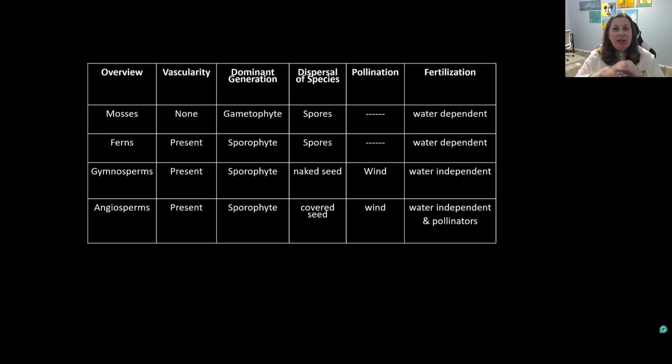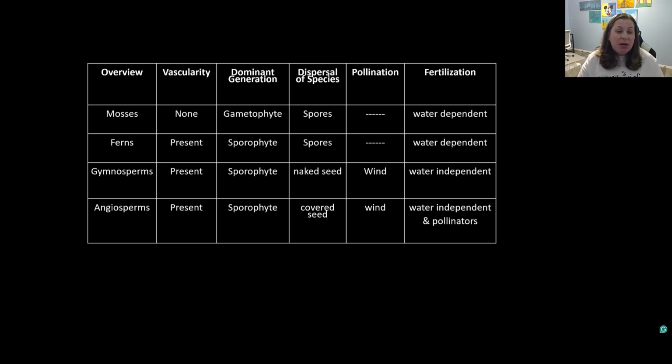Okay, so taking information, putting it all into one chart, let's look at the ferns. Do they have vascular tissue? Yes, they do. What's their dominant generation? Their dominant generation is the sporophyte generation. How do they disperse their species? Still by spores. This is why they're known as the vascular seedless plants. This means they still have no pollination because they don't make pollen, and they still rely on water for fertilization. So they are still water dependent.